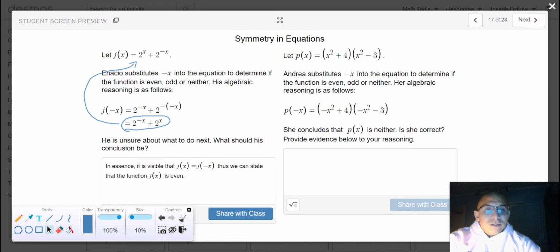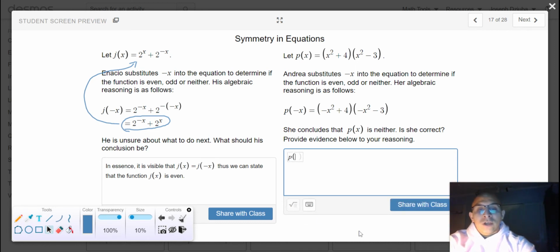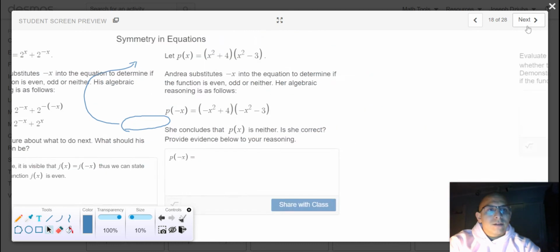Now, as far as Andrea goes, Andrea substitutes this into her function. However, I think she might be erroneously forgetting some parentheses, and that's leading to some miscalculations regarding her arithmetic. She says that p of x is neither. What do you think? Please provide evidence below for your reasoning. Make sure you hit that math type button and maybe clarify Andrea's mistakes.